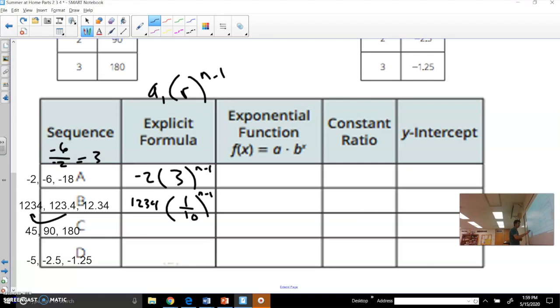45, 90, 180. It looks like you're starting at 45. 90 divided by 45, it looks like you're doubling. 90 times 2 is 180. So there's your n-1 as your power.